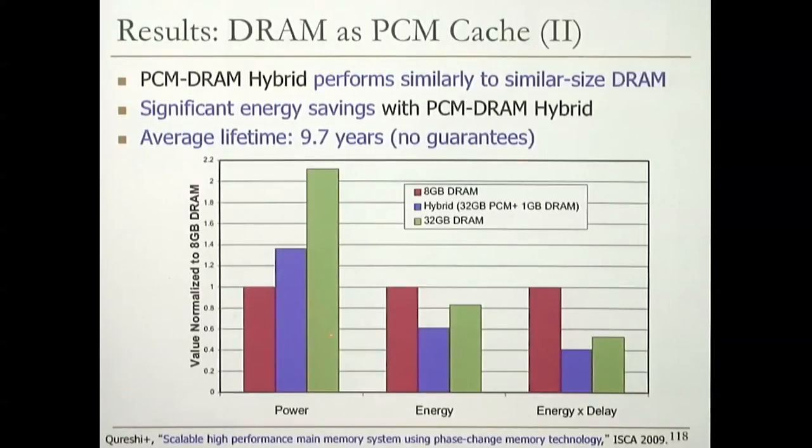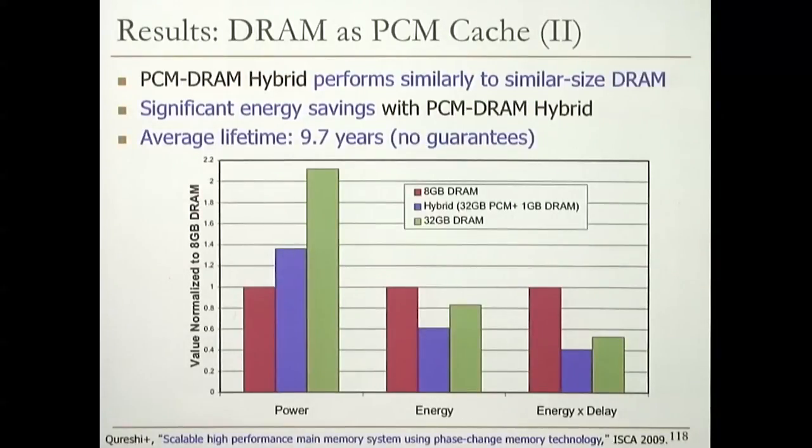You get significant energy savings also, so you can see these results. If you have 8 gigabyte DRAM versus a hybrid memory over here, your power increases, but 32 gigabyte DRAM is much, much more power hungry, as you see over here. So 32 gigabyte PCM plus 1 gigabyte DRAM is much better. From an energy perspective it is also much better. Your energy is much lower than either 8 gigabyte DRAM as well as 32 gigabyte DRAM, and energy delay is also much better. Sounds good, right?